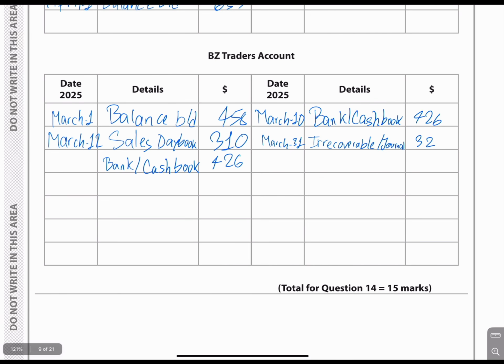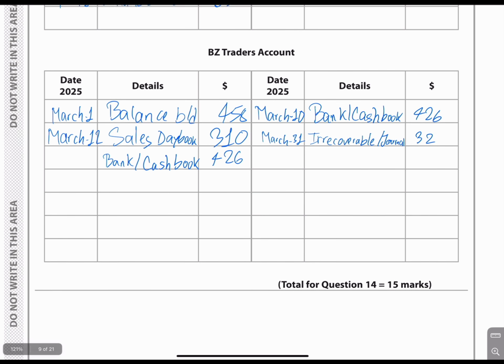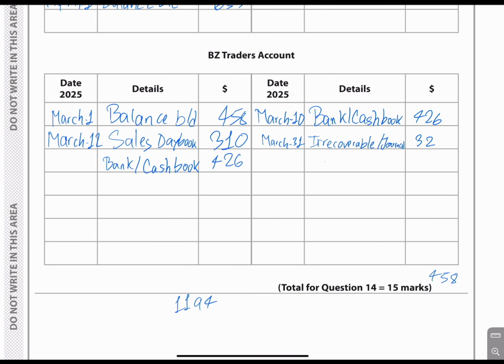Now we don't have any more transactions, so we just balance both sides out. Let's calculate the left side first. 458 plus 310 plus 426. So we get 1194. What about the right side? 426 plus 32. So this side is 458. Now the credit side is lower, so 1194 minus 458. So this is our balance CD. So balance CD 736.